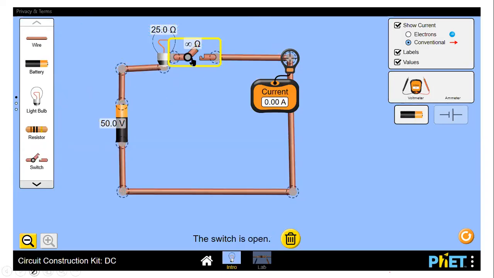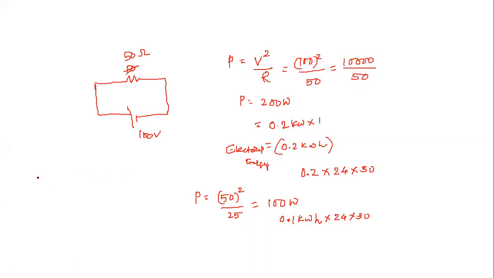Right now, look at this switch. It shows some resistance. If you go down here, it is an infinite resistance. And if you go by Ohm's law, we know V is equal to I R, so I can write I is equal to V by R. If this is infinite, what will be the current? It will be zero, right?